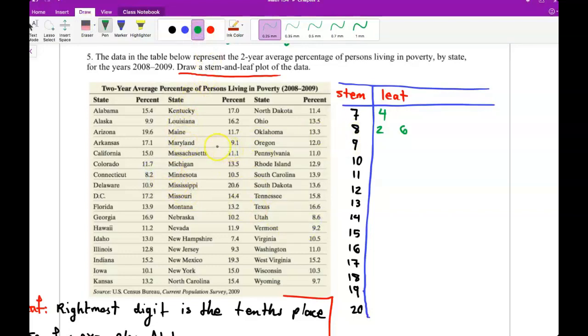Now we have 9. 9.1, 9.3, 9.2, and 9.7. We'll continue this way, finding all these numbers and writing them here. So I have 9, here is 1, 3, 2, 7.